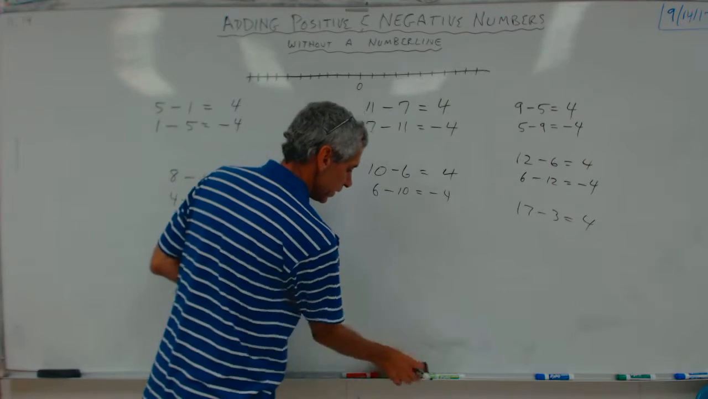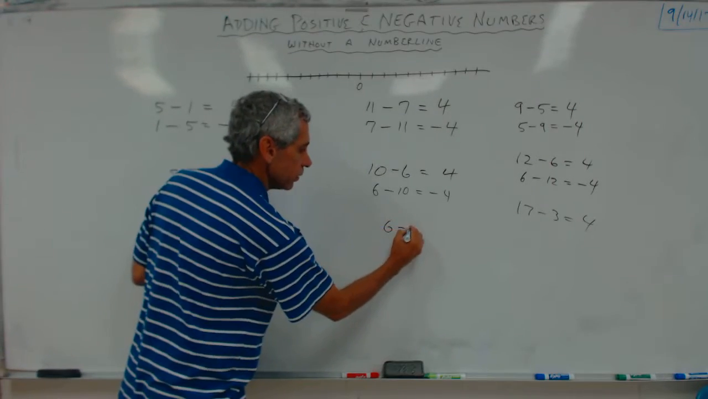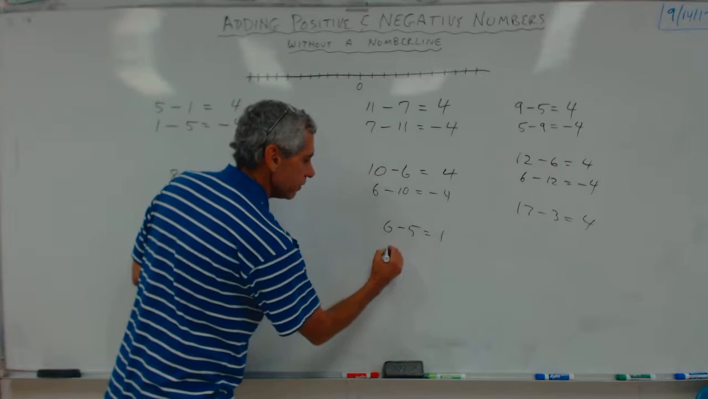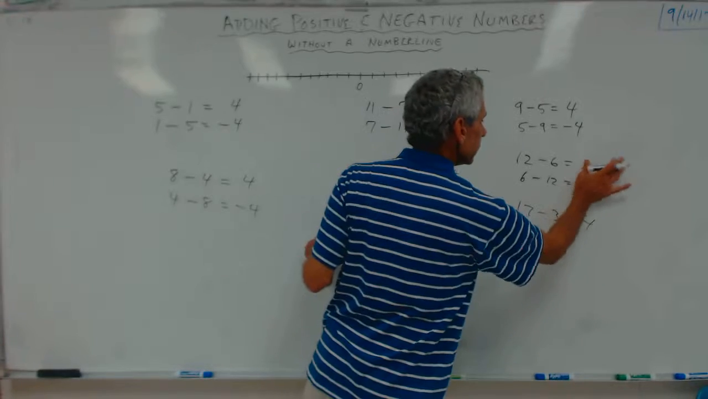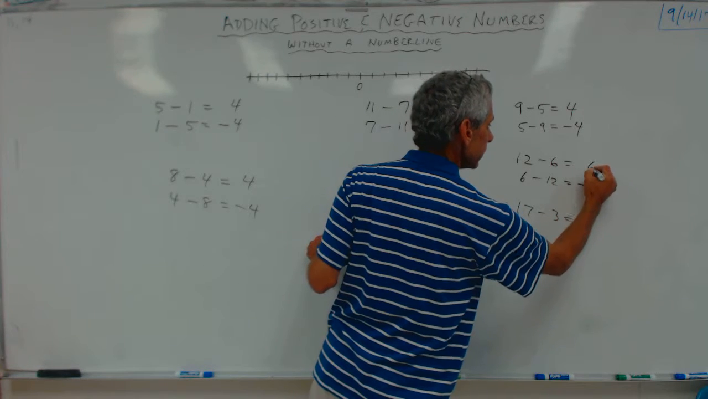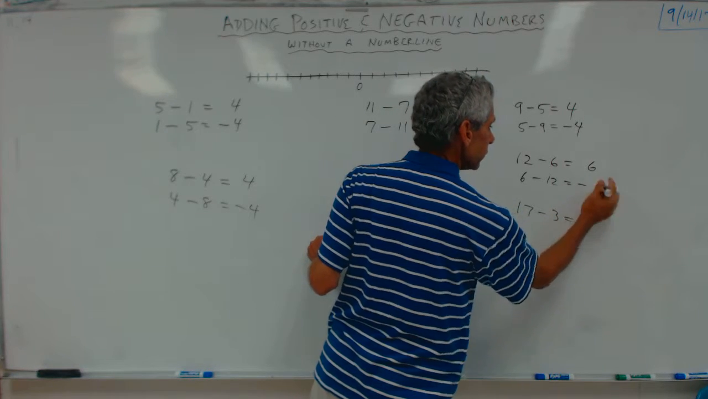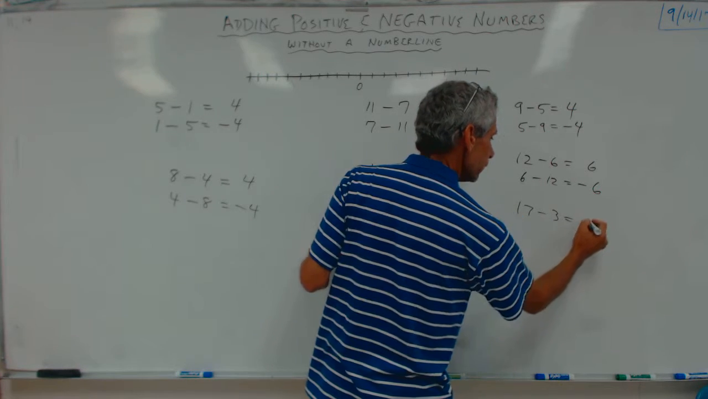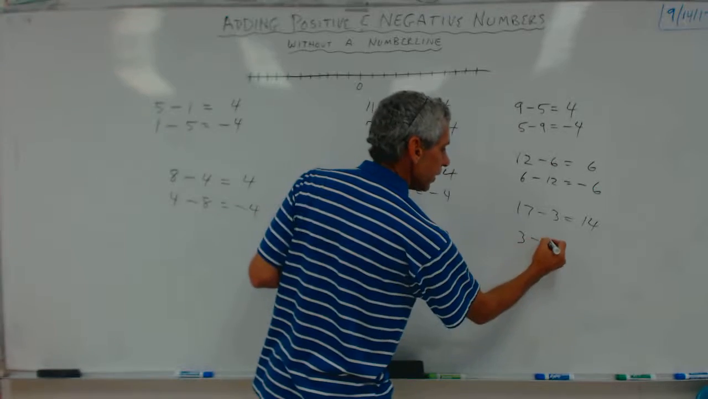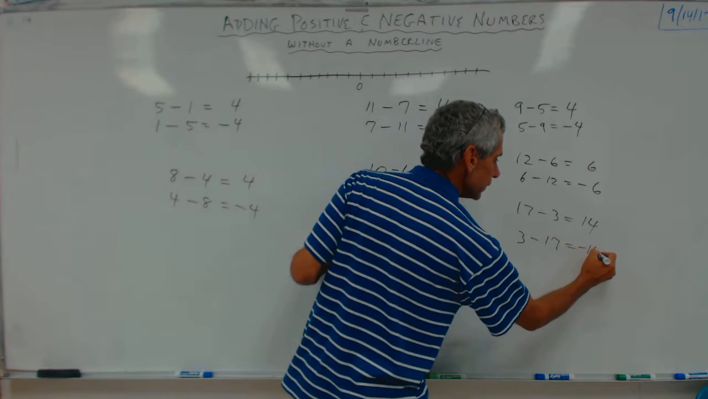So we had 6 minus 5, right? Which is 1, and 5 minus 6, which is negative 1. This one was 12 minus 6 is 6, and this is 6 minus 12 is negative 6. And 17 minus 3 is 14, and 3 minus 17 is negative 14.